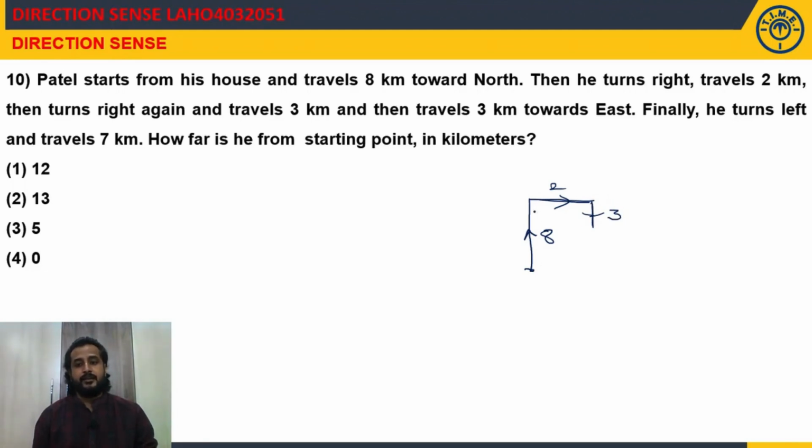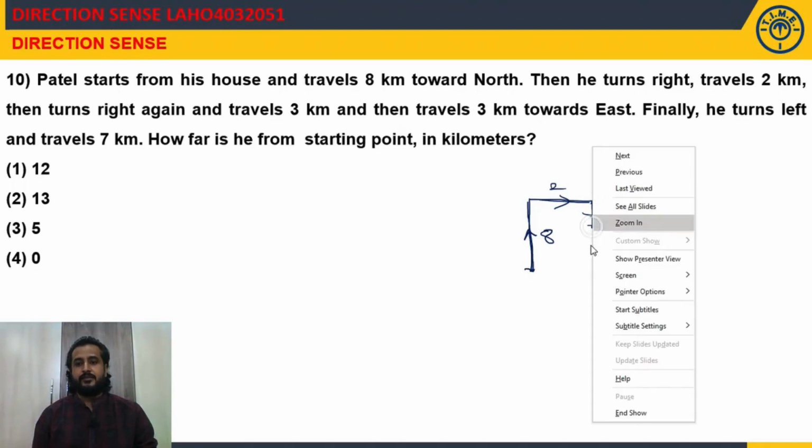We need to maintain the scaling. This distance we have taken as 8. So 3 means it ends before that only. Turns right and travels 3 kilometers towards east. So actually he is at this location.